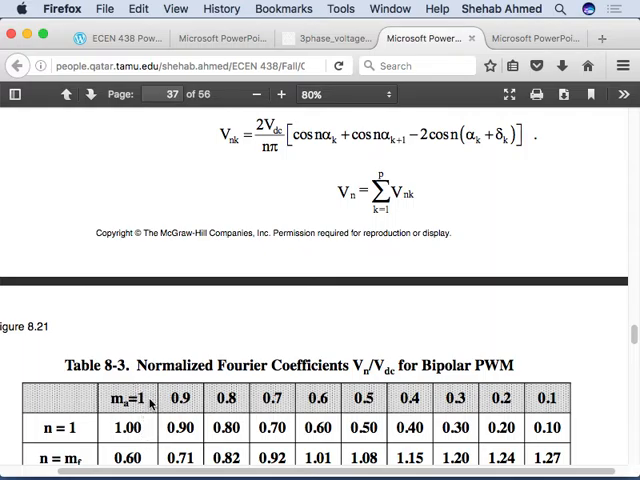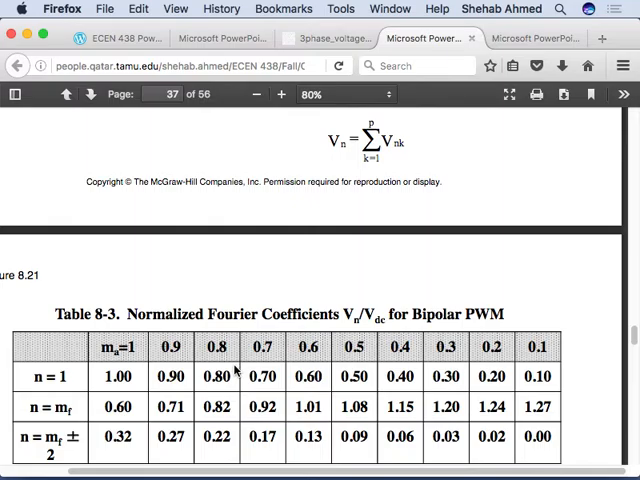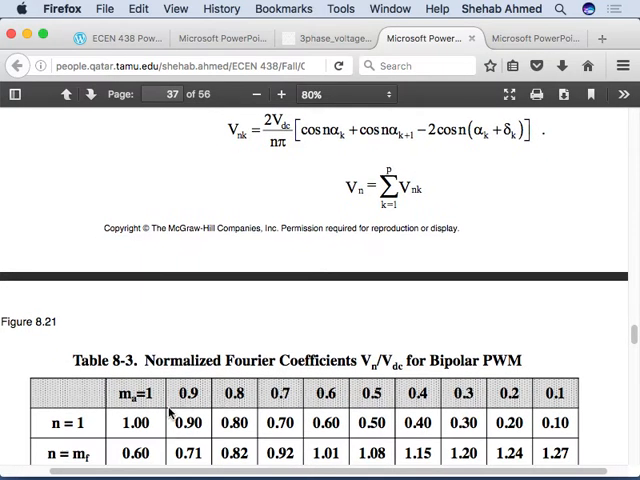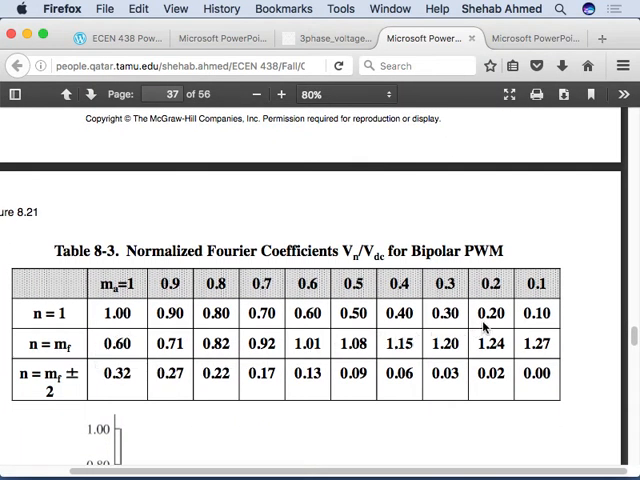The modulation index is controlling these widths. What are the corresponding angles for the various widths? They didn't tell us here, right? If you're asked to do that, you'll be given the angles, and you'll be able to fill in here and calculate V1 corresponding to a certain pulse. You have 4 pulses, then you calculate the V1 corresponding to this pulse, this pulse, this pulse, and this pulse, and you add them up. That's what they did here. They just did that for you and tabulated the results.